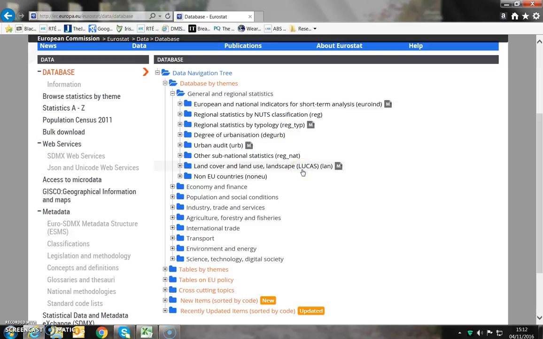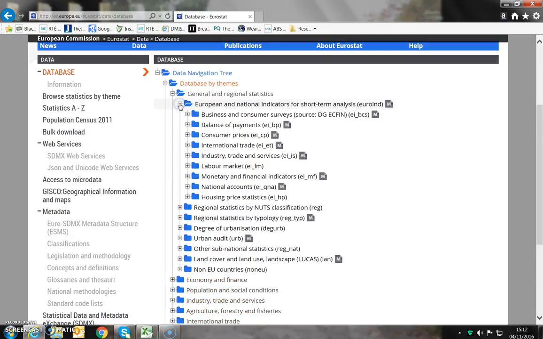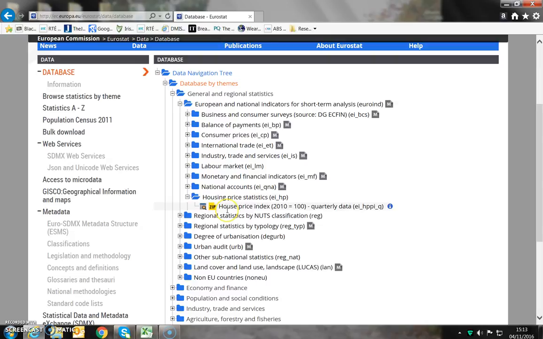And then underneath that you have a number of different options as well: European and national indicators, regional statistics by NUTS classification, regional statistics by typology, degree of urbanization, urban audit, so many different things. So we click on the first one, European and national indicators for short-term analysis, for example. And underneath that you have labour market, national accounts, monitoring financial indicators, and housing price statistics. So we'll have a quick look at housing price statistics first.